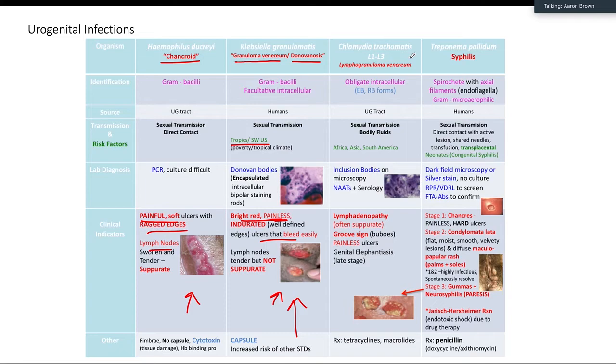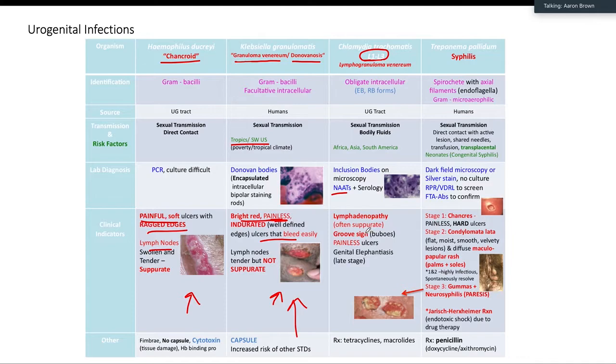Chlamydia trachomatis. This is the same chlamydia as the one we discussed before, just a different set of subtypes. This is the L1 through L3. If you remember the type we talked about before, chlamydia trachomatis was types D through K, causing our cervicitis. Okay, so here, obligate intracellular again, everything the same again. We diagnose with nucleotides, looking for those nucleotides.